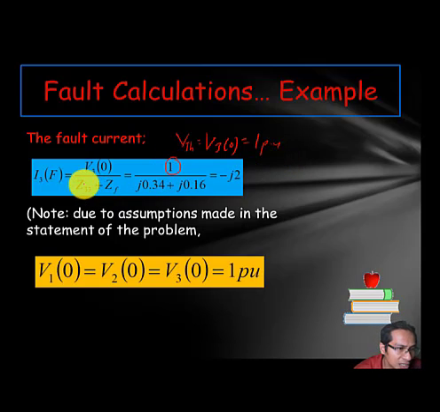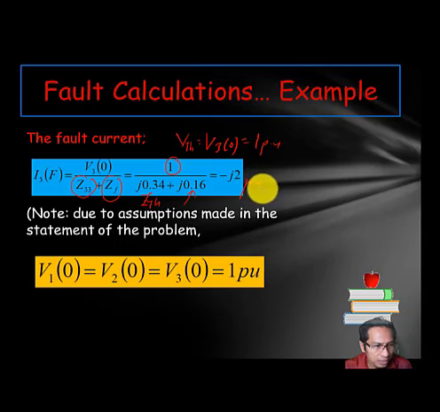What we have calculated just now, j0.34, is Z Thevenin, and ZF is given in the question as j0.16. So we will get I fault equal to minus j2 per unit. This is the current flowing in this bus bar.